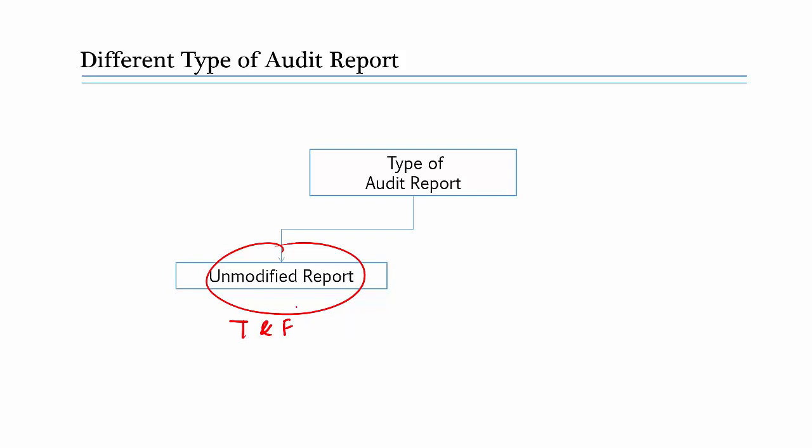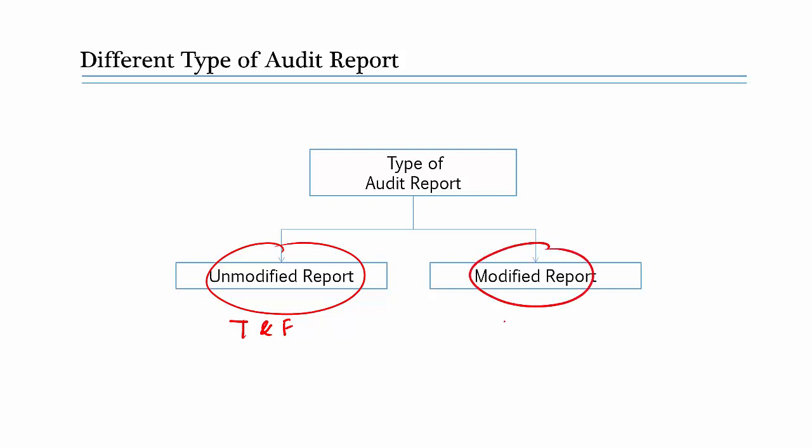However, sometimes when the auditors audit the financial statements, they may find that there are errors, and these errors are material errors or significant errors. And if these significant errors are not corrected by the company, the auditors will have to give what we call a modified report. A modified report in very layman terms means not true and fair. It means the financial statements cannot be relied upon.